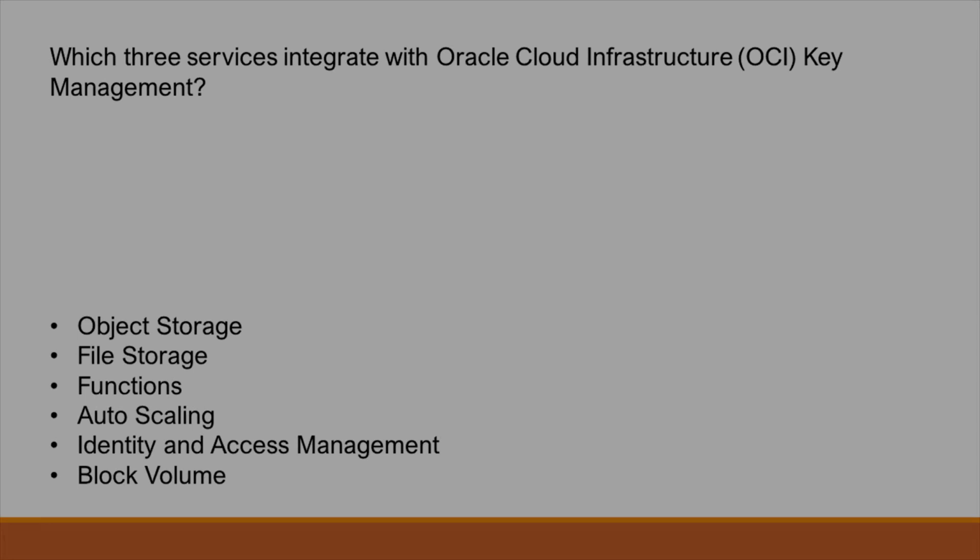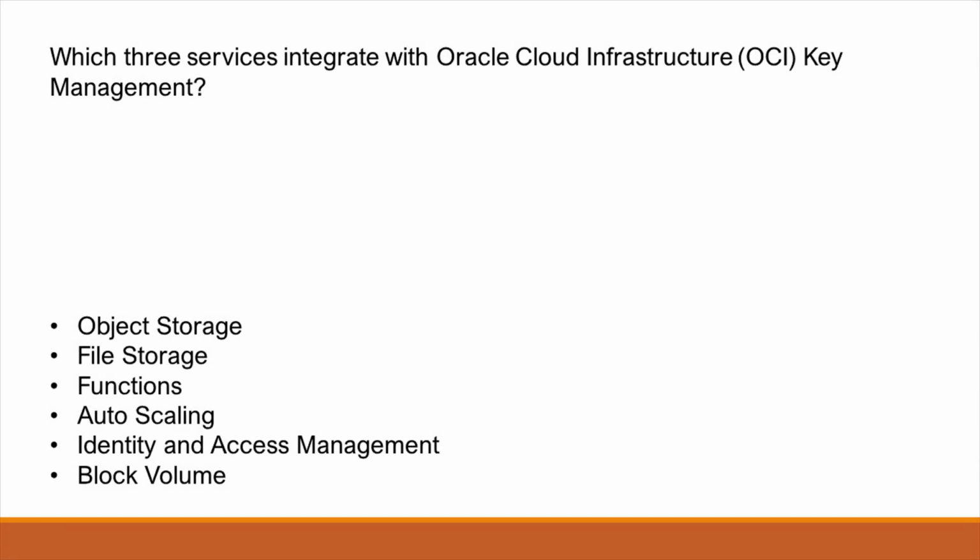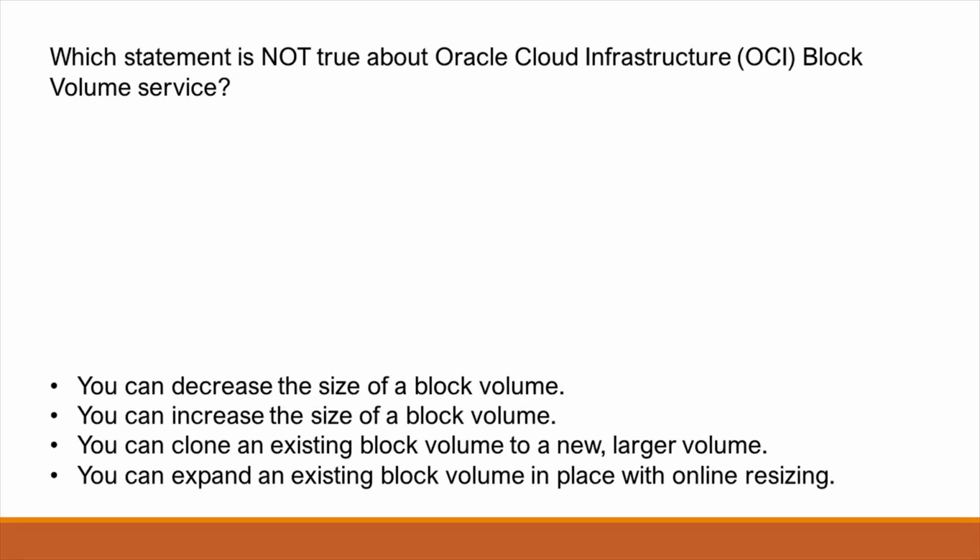Let's talk about this question: which 3 services integrate with Oracle Cloud Infrastructure, OCI, Key Management? Options we have for this question are Object Storage, File Storage, Functions, Auto Scaling, Identity and Access Management, Block Volume. Correct answer for this question are option 1, Object Storage, option 2, File Storage, and option 6, Block Volume, because these are the only options from the list which we can integrate with OCI Key Management.